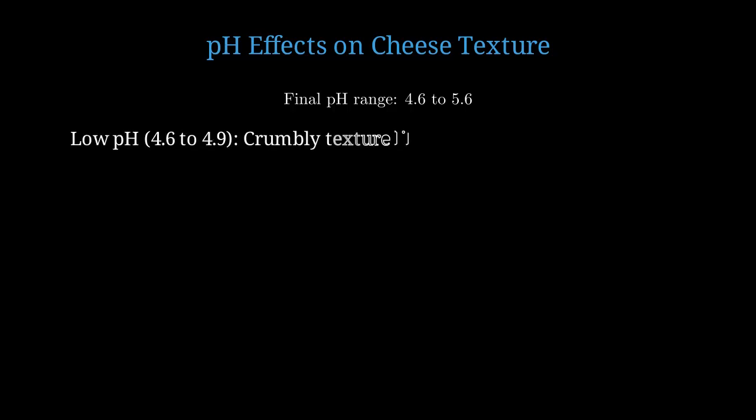Low pH cheeses, with pH from 4.6 to 4.9, have a crumbly texture because acid dissolves some of the calcium phosphate bridges. This weakens the protein network. Examples include feta and chèvre.